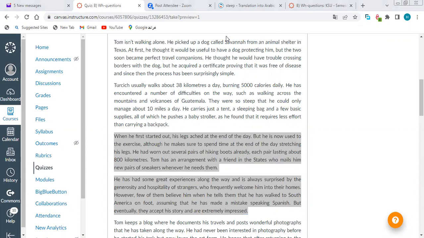Yes, boots. Yeah, this is perfect. Because he had worn out several pairs of hiking boots, and I say each pair lasting about 80 kilometers.